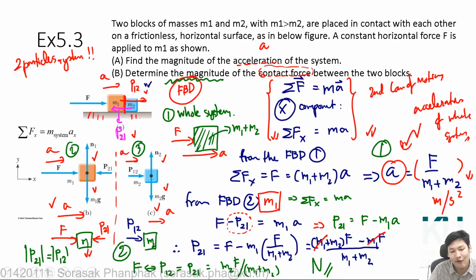When a force is acting, we look at this as a two-particle system, right? If we already know the parameters or the constants, we can substitute the masses m1 and m2 in. If we know the force, we can substitute in and find the acceleration of the system and also the contact force.